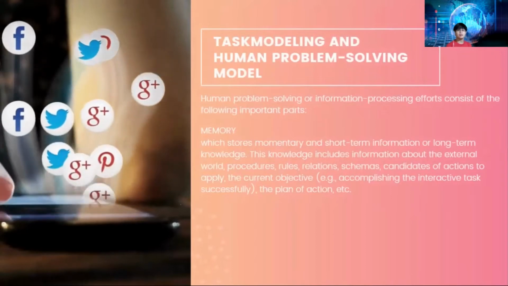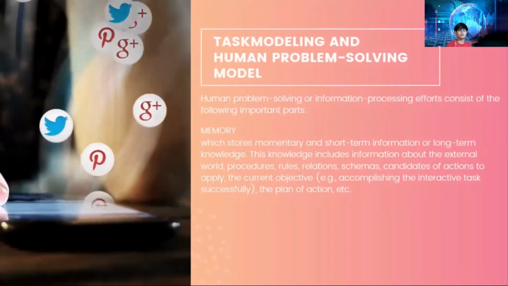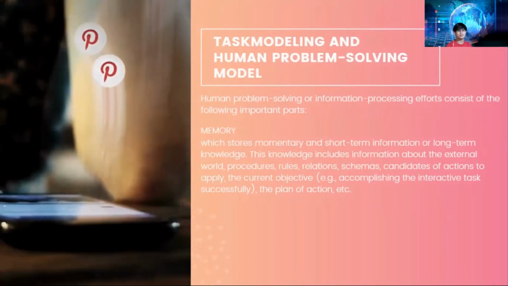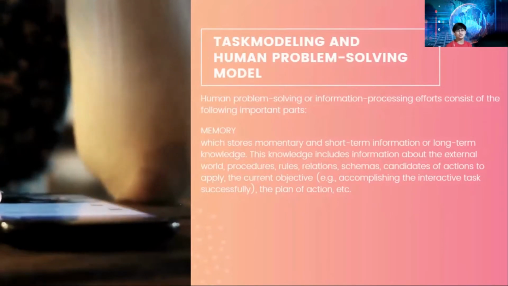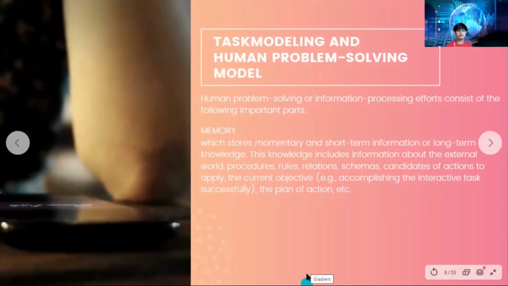And next, memory. Of course, all of us humans have memories, no? Even computers have memories, which store momentary and short-term information or long-term knowledge. This knowledge includes information about the external world, procedures, rules, relations, schemas, candidates of actions to apply, and current objective, for example accomplishing the interactive task successfully, or the plan or action, etc. So that's pretty basic.